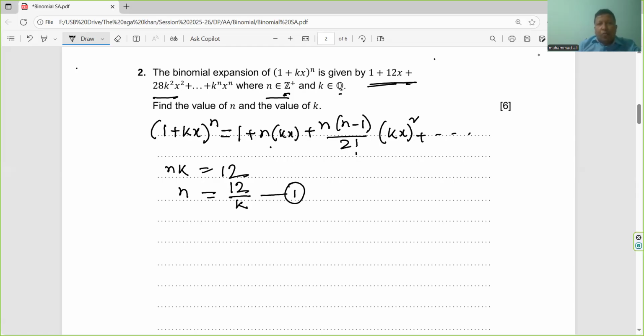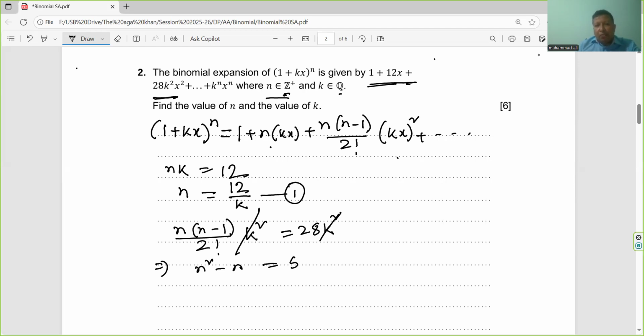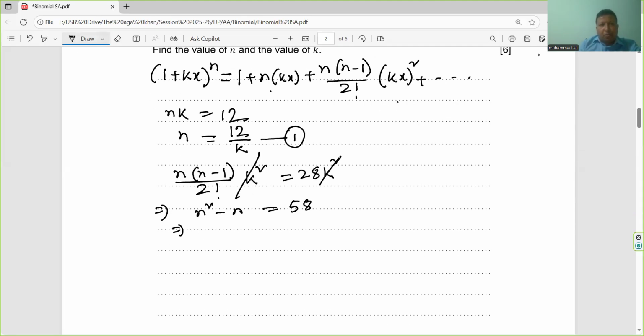And the given coefficient of x square is 28k square. But here the coefficient of x square is n(n minus 1) by 2 factorial times k square, equals 28k square. So on both sides k square cancels. So n(n minus 1), so n square minus n, over 2 factorial, which means 2. If we multiply with 28, it is 56. So 56 comes to the left side. It will be n square minus n minus 56.